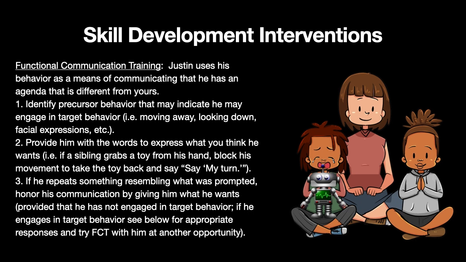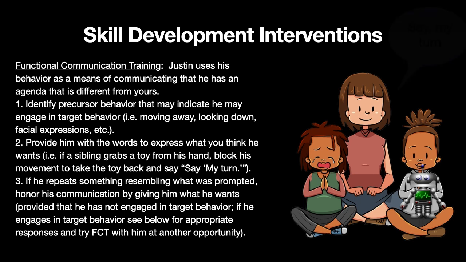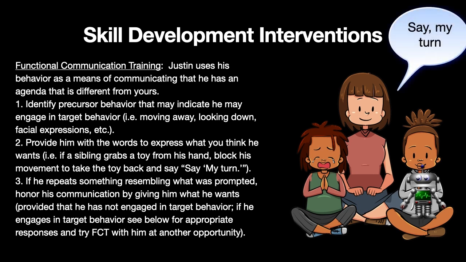For example, if a sibling grabs a toy from his hand, block his movement to take the toy back and say, "My turn." Third, if he repeats something resembling what is prompted, honor his communication by giving him what he wants, provided that he is not engaged in target behavior. If he engages in target behavior, see below for appropriate responses and try FCT with him at another opportunity.